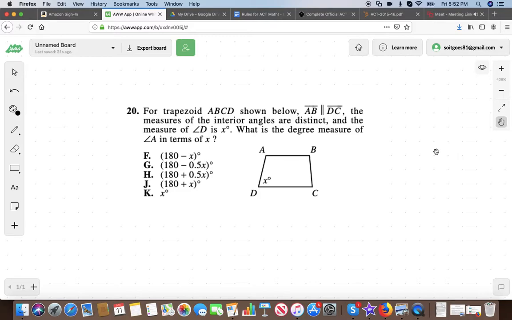Okay. All right. I love question number 20. This is a tough question if you're thinking in terms of operations. It's very tough, but we're going to make it very, very easy. Go ahead and read question 20 for me, please. For trapezoid ABCD shown below, line AB is parallel to line DC. The measures of the interior angles are distinct, and the measure of angle D is... When they say distinct, it just means they're different.